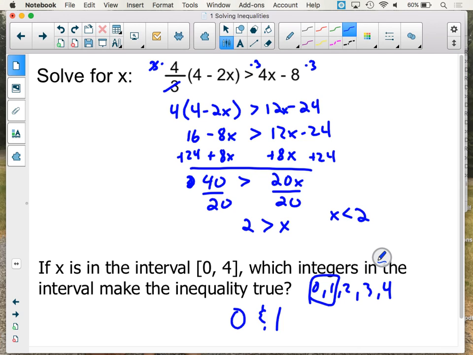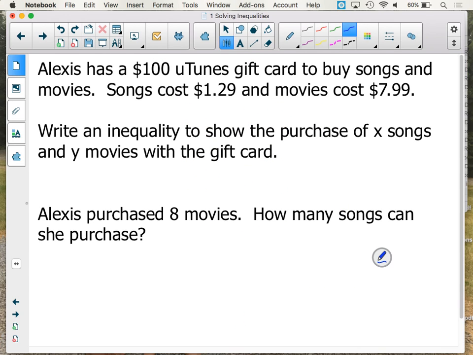So let's keep going. Let's take a look at an application problem that might have some constraints on it as well. So Alexis has this gift card. It's worth $100, and she's going to buy some songs and some movies. Songs are $1.29 each. Movies are $7.99 each. So we want to write an inequality that shows the purchase of X songs and Y movies using the gift card. So we're not going to use any extra funds as well.